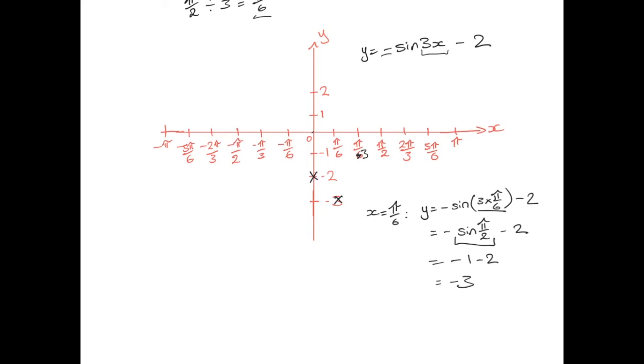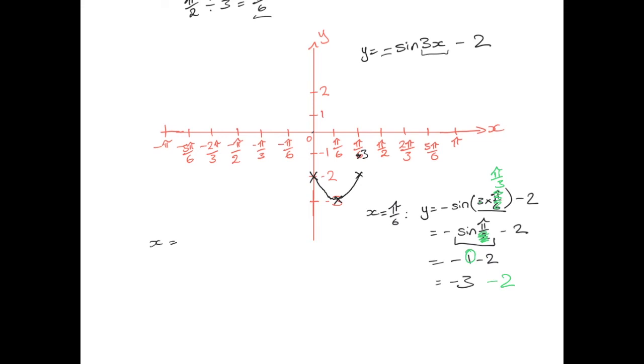Sorry. Okay, now if you do the same with pi on 3, you get 3 times pi on 3, that's actually just pi, sine of pi. Now, sine of pi is 0, and negative 0 minus 2 is negative 2. So here, we're actually at negative 2. We see we've already done this shape. So I wonder if you know what will happen for pi on 2. I'll show you the working.